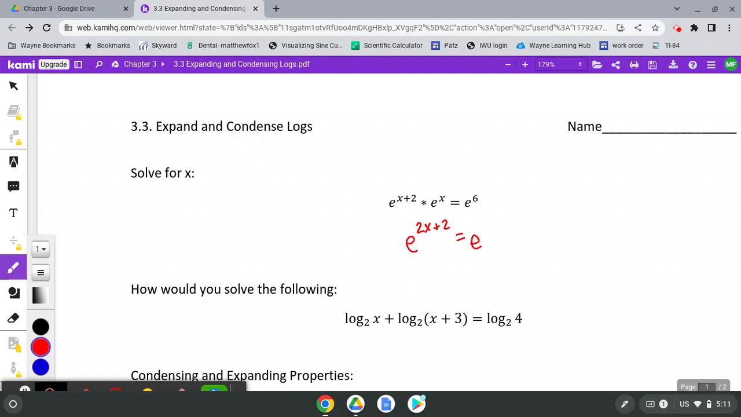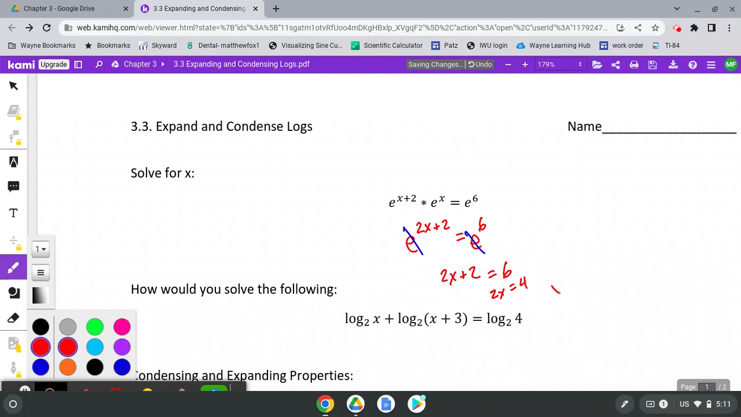And now at this point, what can we do? Hopefully you guys can see that the base is common. They're both e to something, so we can get rid of those because we know the exponents have to be equal. So 2x plus 2 equals 6. Subtract 2, we'll have 2x equals 4, and then we'll divide and we'll get x equals 2. Okay, that's all we have to do. It's pretty simple. I think most of you could do that quite efficiently.